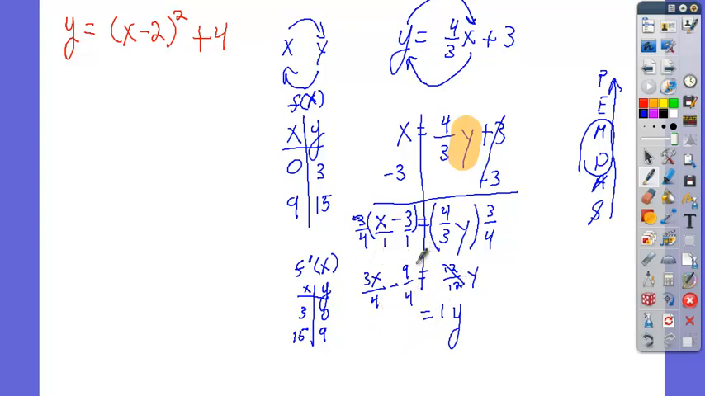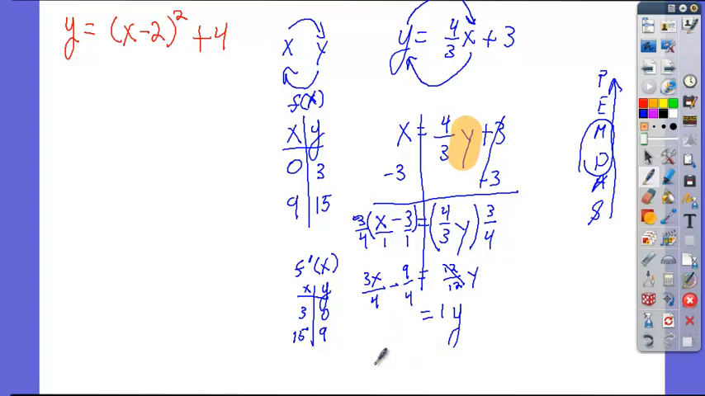But we can take this one step further because I know that the denominators are both the same. So I can rewrite this to make it look a little neater. The common denominator that we have, we put down here, 4. And I just take the numerator, so we have 3x minus 9, and all of that is equal to the inverse of y. And I put this little prime to show that this equation is the inverse of the original equation.